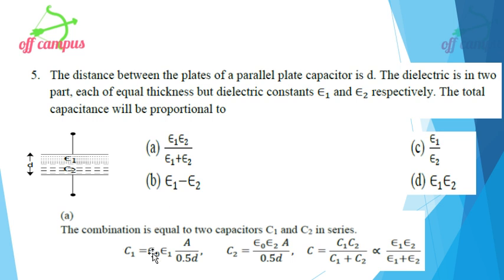But the dielectric, okay. What is C1? C1 is epsilon naught epsilon 1 A divided by 0.5 D. So, the thickness is 0.5. So, here also, C2 is epsilon naught epsilon 2 A divided by 0.5 D.